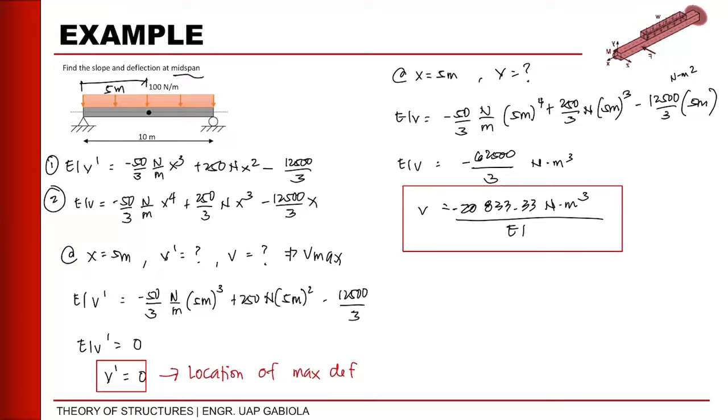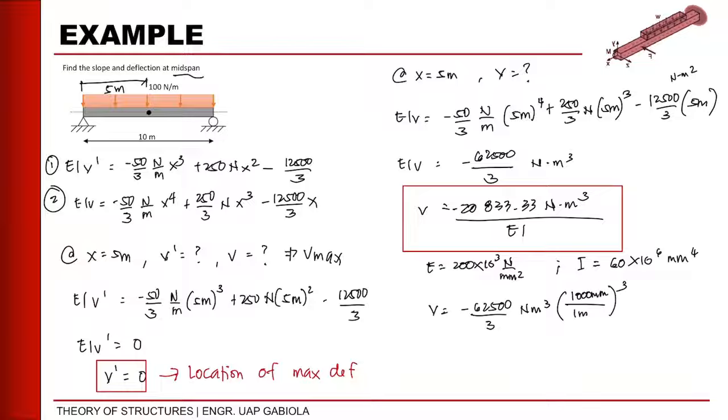Okay? So, lagyan natin ng value. So, halimbawa gawin natin si E ay equal sa 200 times 10 to the 3 Newton per mm squared. Okay? And then, try natin si inertia ay equal sa 60 times 10 to the 6 mm to the 4th. Okay? Ano yung magiging value natin? So, V is equals to, yung buo yung ilalagay ko, no? So, ito is naka-Newton meter siya, Newton meter cube, iti-change ko sa mm para uniform tayo sa unit.